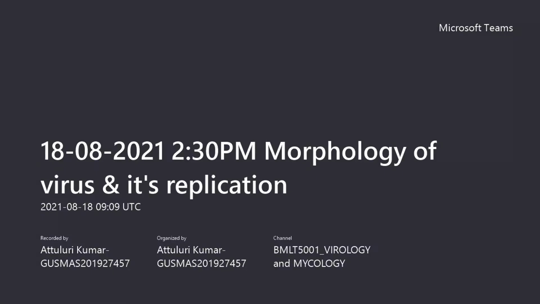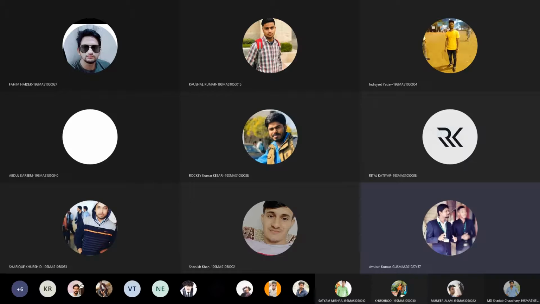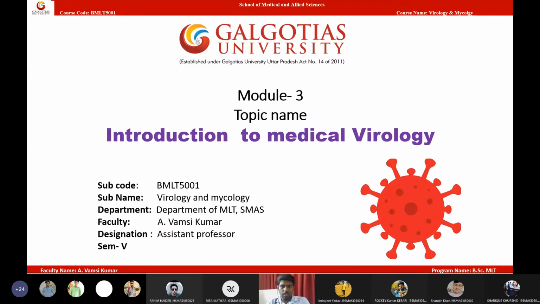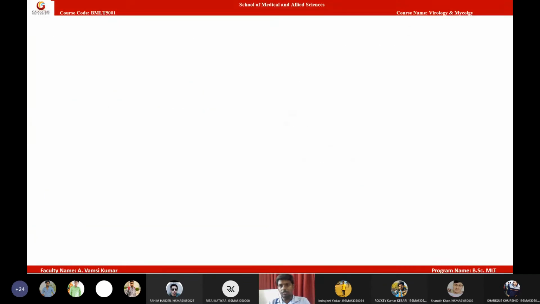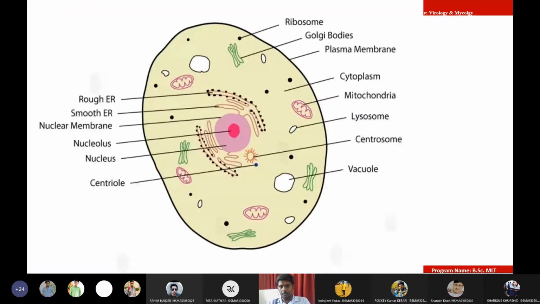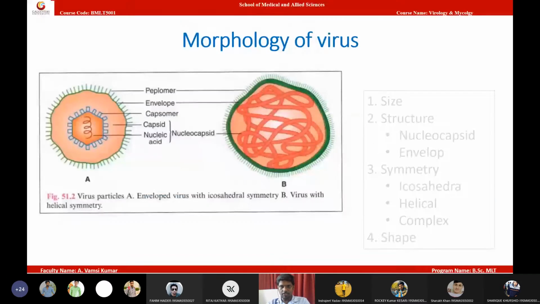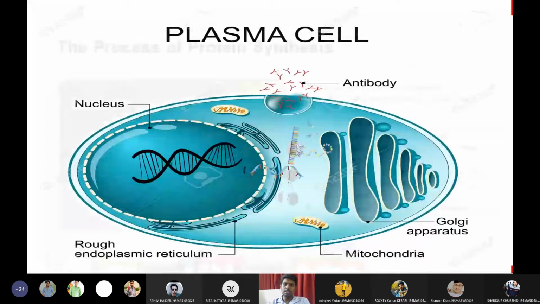The course code is BMLT5001, and currently we are in Unit 3. In Unit 3, we have the basics of virology, an introduction to virology. Here I'm directly going to the point. In the last lecture, we discussed the classification of viruses, right? I will discuss a brief classification, then I will discuss the morphology of the virus.